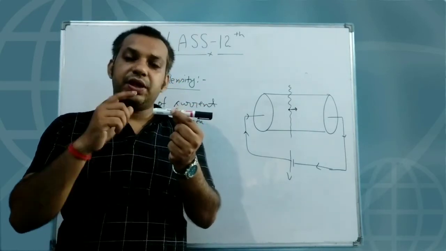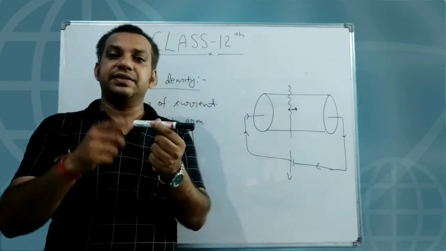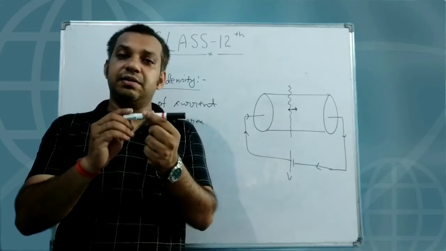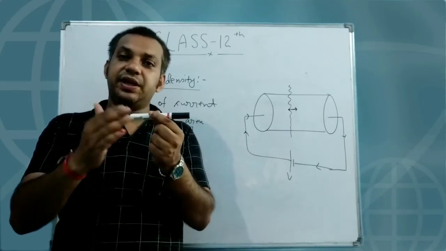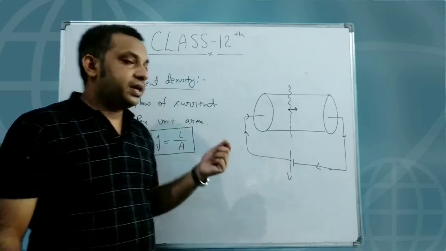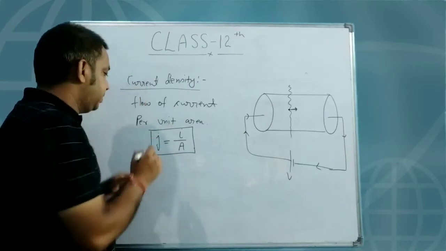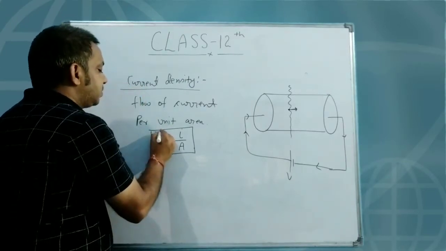So in Gauss law, we assume area is a vector quantity because the faces are important. To differentiate the faces, we assume area is a vector quantity. But here the current density is also a vector quantity. Current density is also a vector quantity.